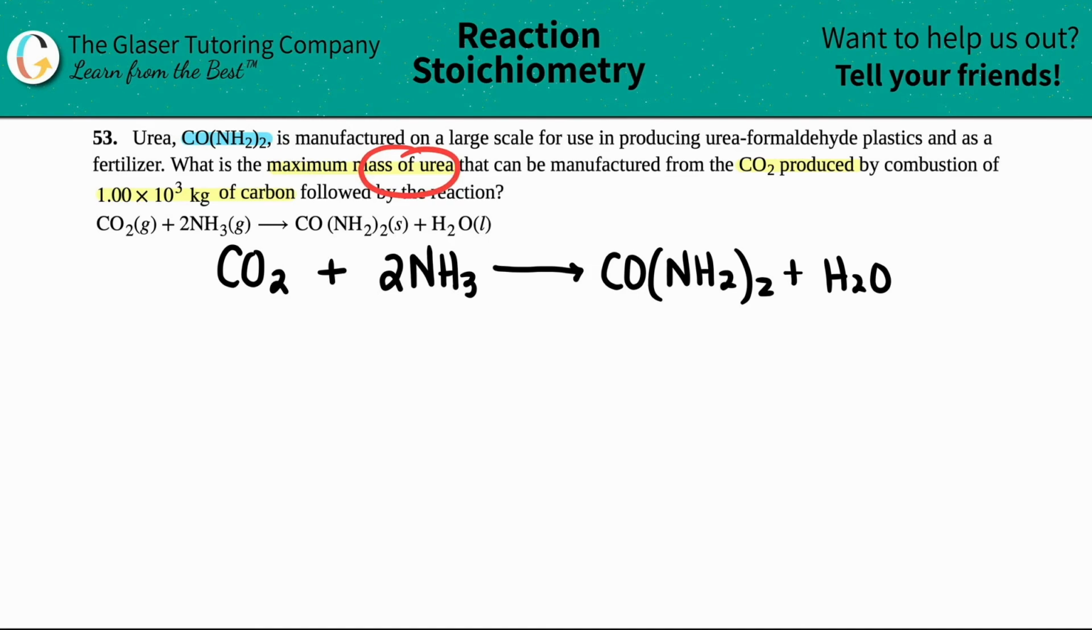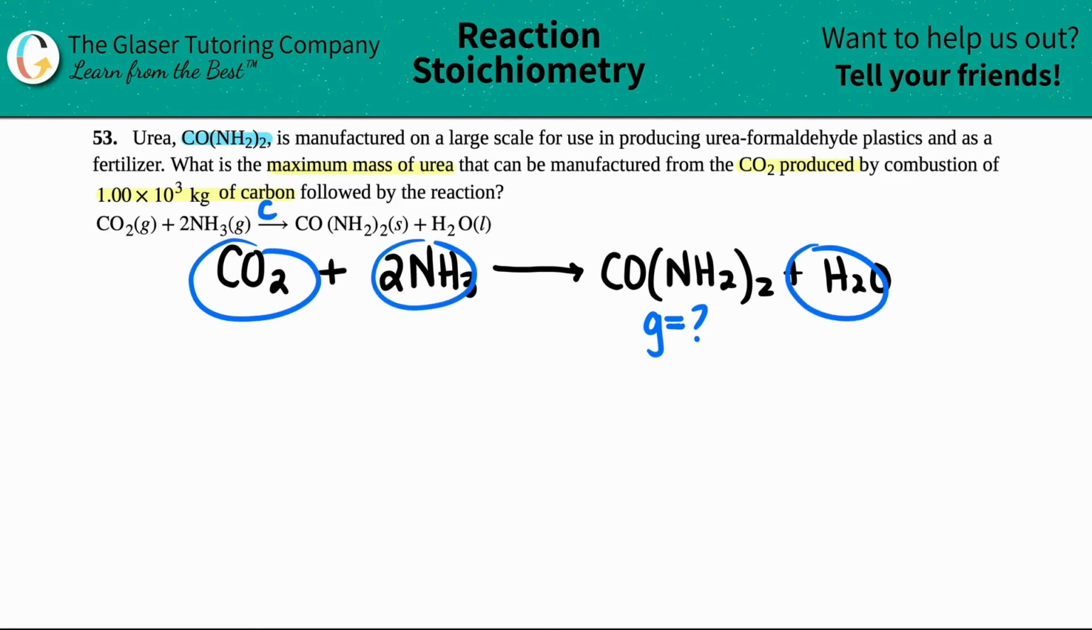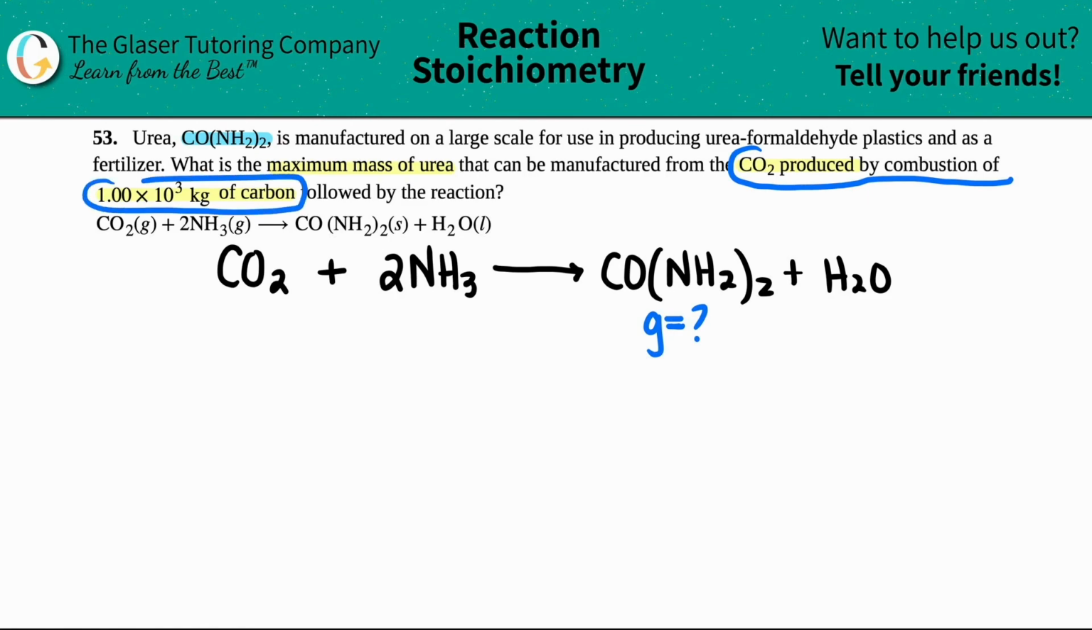But in this case, we're asking just for the mass of the urea. So for the urea right here, I'm just going to say that I'm looking for the mass, and that's grams, and actually I'm going to put this in blue. So grams equals question mark. But now let's see, which one out of the other three did they give me information from? Well, here's the number. They gave me 1.00 times 10 to the third kilograms of carbon. Say what? Carbon is just C. But there is no compound here that has just carbon in it. But they gave us other information. They said that the CO2 is going to be produced by combustion of this amount of carbon.